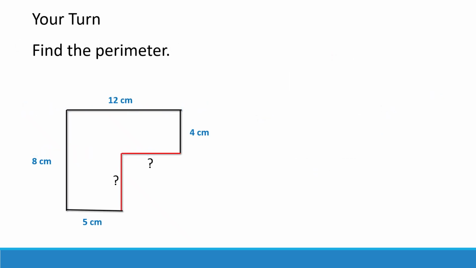Now it's your turn. Pause the video and see if you can find the perimeter by yourself. Remember to find the missing side lengths first. The missing horizontal side is 12 minus 5, which is 7 centimeters. The missing vertical side is 8 minus 4, which is 4 centimeters.